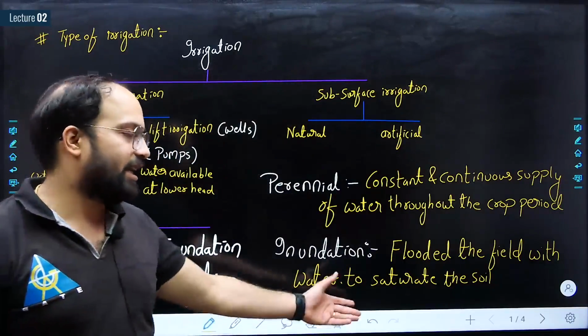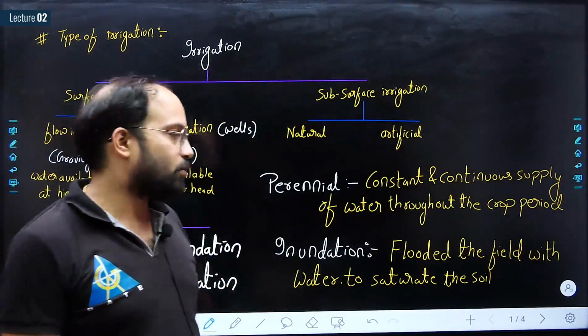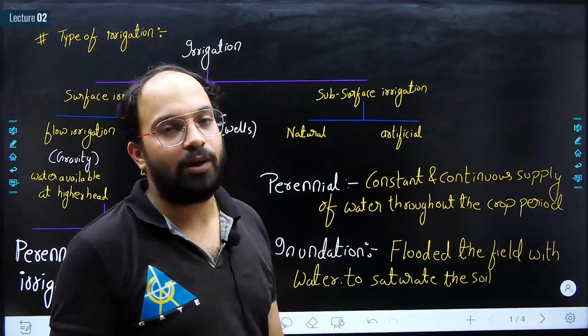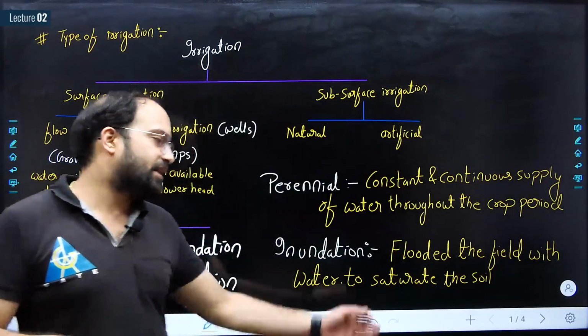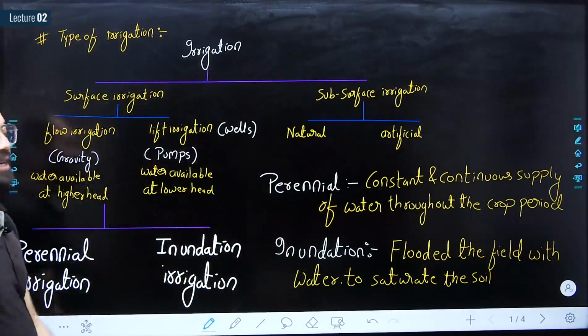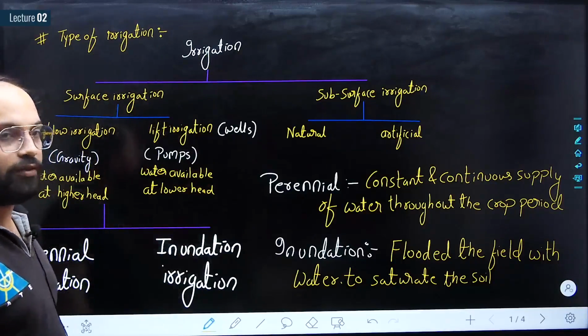Or here we are going to flood the field for 2-3 days. For 2-3 days, then the water automatically gets percolated or evaporated, then we'll again flood the field. So that is inundation, and that will be the pure perennial. Okay, so now I am going to give you a revision for this.